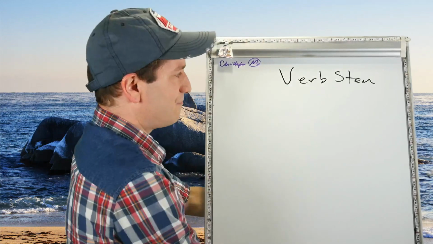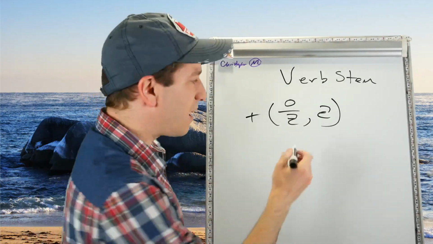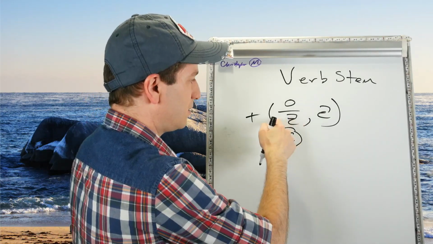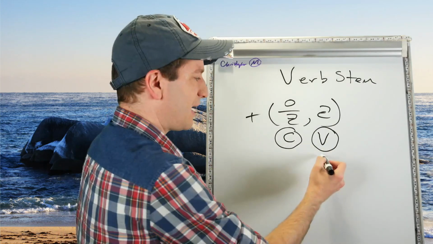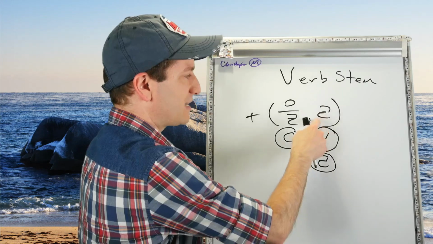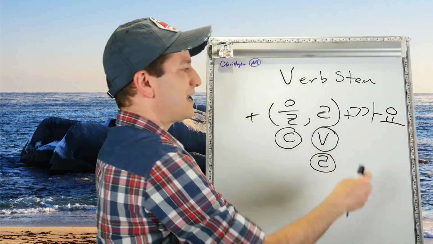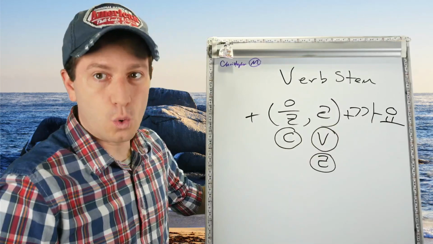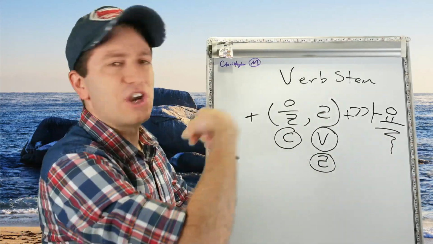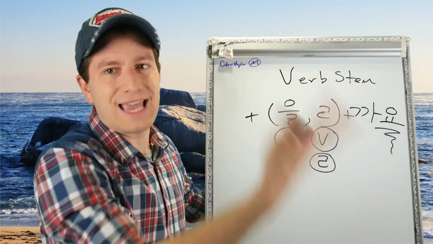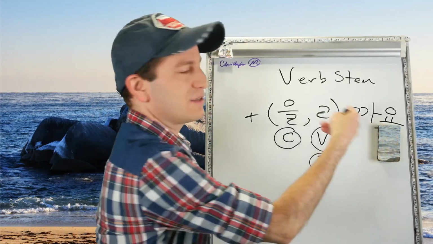So you take the verb stem. If the verb stem ends with a consonant, you're going to attach eul. If the verb stem ends with a vowel, or if the verb stem ends with this letter as well, you're going to attach a lir. Then you attach ga and yo. Now, if you're using the yo form, this will be gayo. If you're not using the yo form, if you're speaking casually or whatever, this can also just be ga.